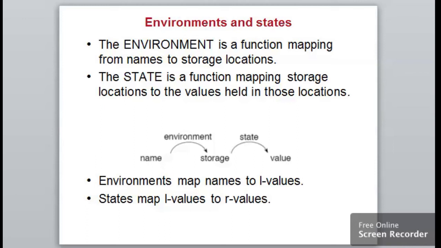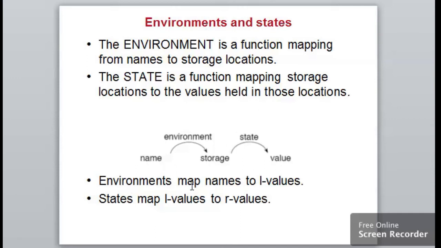If I am going to take this environment and states, the environment is a function that maps from names to the storage location. So it is a mapping of the names to the storage location, whereas state is a function that maps storage location to the values that are held on those locations. So it's two functions. One function is name mapping to the storage location, that is an environment function, whereas what value that storage is going to contain is going to be represented by the function state.